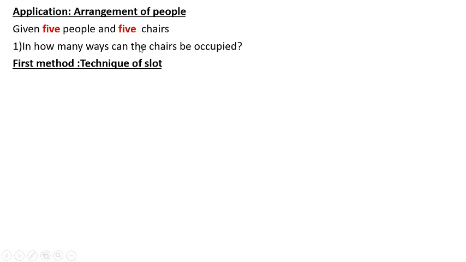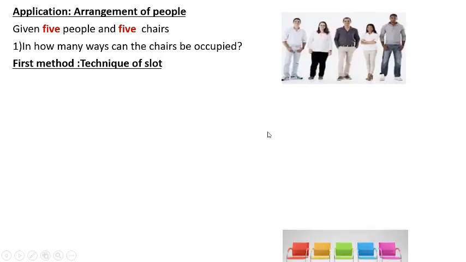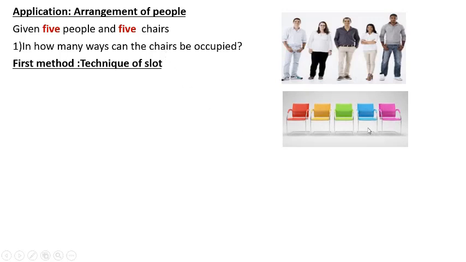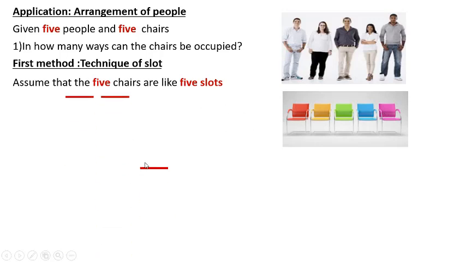Arrangement of people. Given 5 people and 5 chairs on a row, in how many ways can these chairs be occupied? First method, technique of slot. Assume the 5 chairs are like 5 slots: first, second, third, fourth, and fifth. Now, what about the first slot?